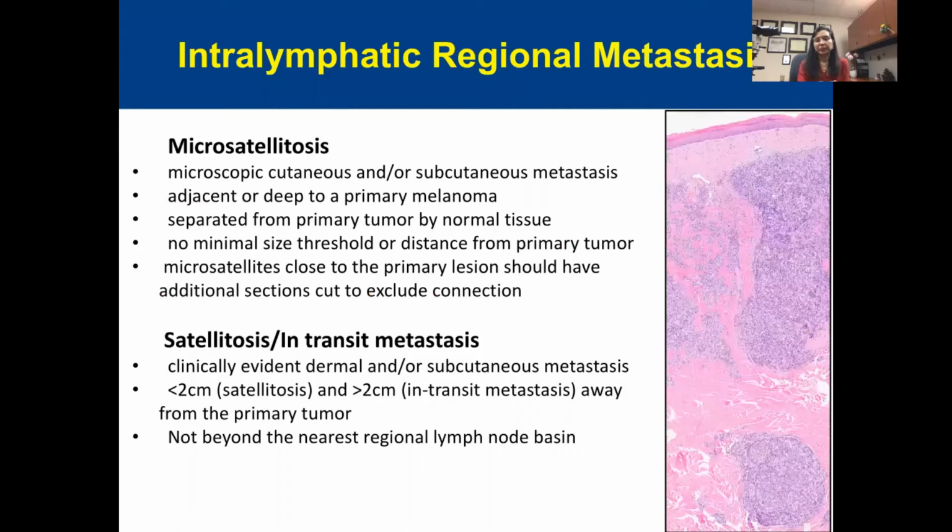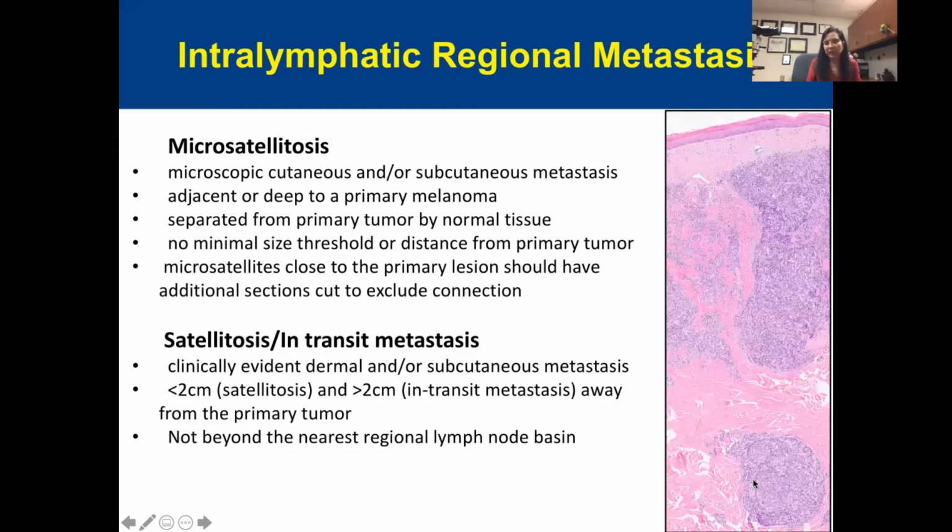Microsatellite definition is microscopic foci of metastatic melanoma in the skin or in the subcutis. It's usually located adjacent or deep to the primary melanoma. For example, this is the primary melanoma, and this is another focus, right? This microsatellite is completely separated from the primary melanoma by normal dermis or normal subcutaneous tissue. There is no minimal size threshold or distance between these two, okay? Sometimes you have a primary melanoma up to here, and the possible satellite is right there, so close. You think if you cut deeper, they might connect to each other. If you think so, please do deeper levels. If they connect, of course, that's not a microsatellite. You just measure the thickness all the way from there to here. Instead, if you have a microsatellite, the thickness will be from here to there, plus the presence of microsatellite.